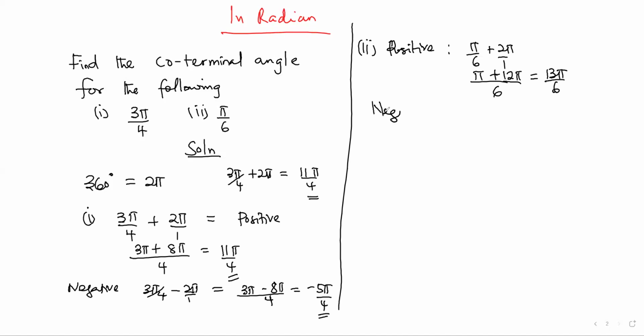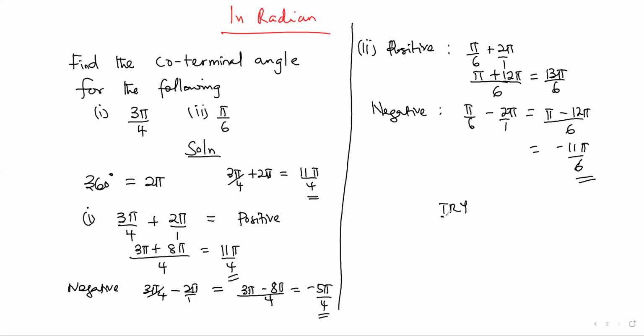Then for the negative part, we have pi on 6 minus 2 pi. Okay, so this over 1. The LCM is 6. 6 into 6 is 1. 1 times pi is pi. Minus 1 into 6 is 6. 6 times 2 pi is 12 pi. And so when you subtract, you have negative 11 pi divided by 6. So this is how we solve coterminal angles.